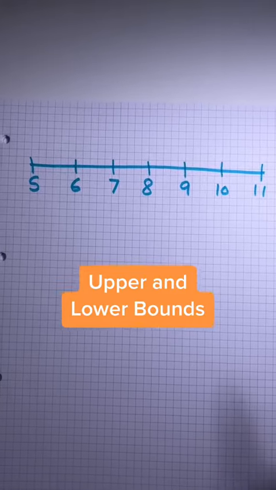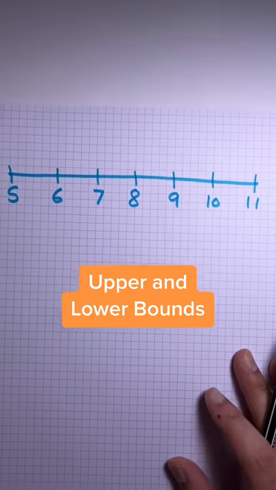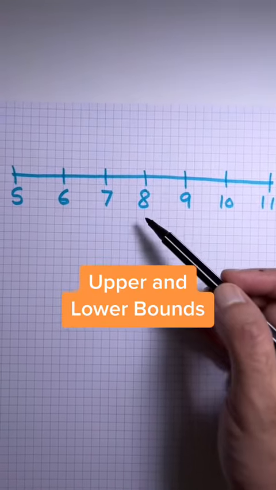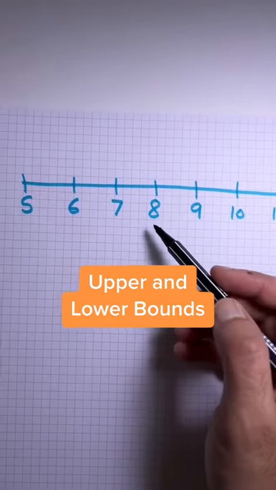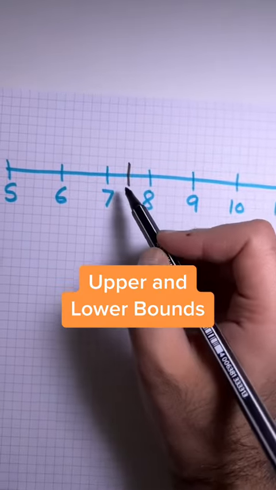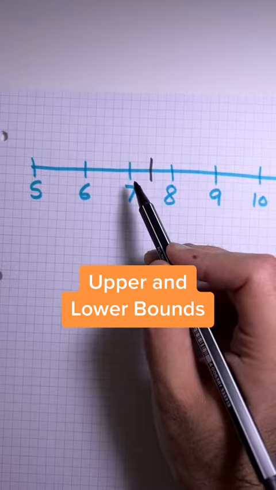I've got here a number line, just a normal regular number line that's going up in whole numbers, 5, 6, 7, 8, 9, 10. So I'm sure you're already comfortable with rounding numbers. For example, if you had to round to the nearest number, you'd have to think about the midpoint between these two numbers. So if your number is 7.2, for example, it would round down to 7.